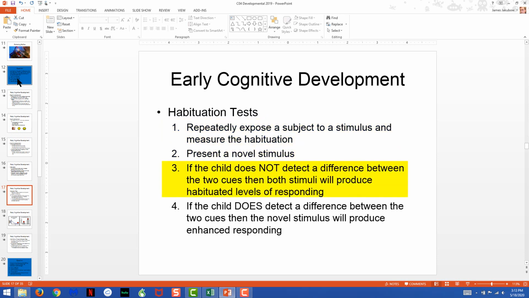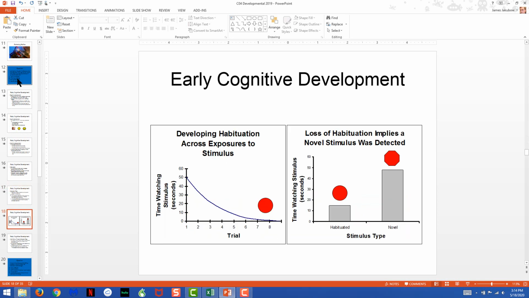If the child does not detect the difference between the two cues, then both stimuli will produce habituated levels of responding. If the child does detect the difference between the two cues, then the novel stimulus will produce enhanced responding. It may be easier to understand this in these particular figures. If you look at these hypothetical data that I drew, we take a red circle and we show it to a child. We turn it on for 10 seconds, for example, and then we turn it off for 30 seconds. And we turn it back on for 10 seconds, then we turn it back off for 30 seconds. We do this over and over and over again.